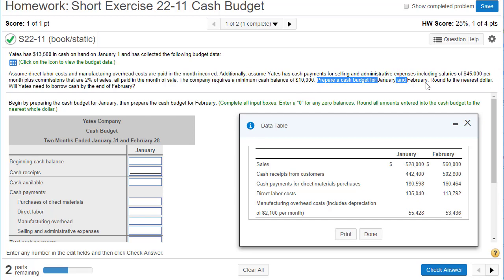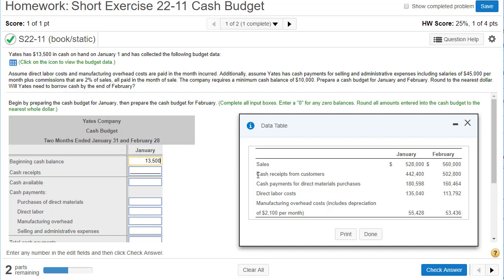Prepare a cash budget for January and February, round to the nearest dollar, and then we need to find out if Yates will need to borrow cash by the end of February. So January, the beginning cash balance is listed up here, $13,500.